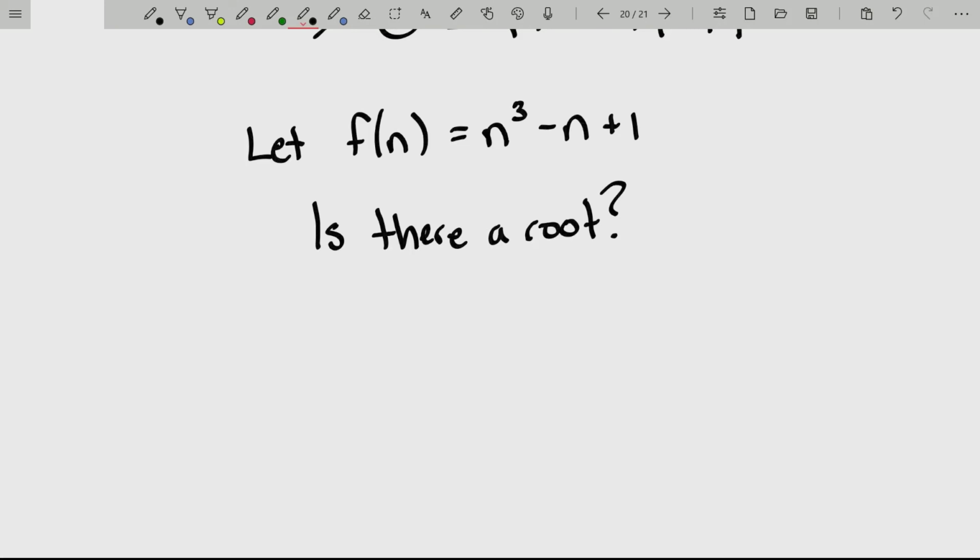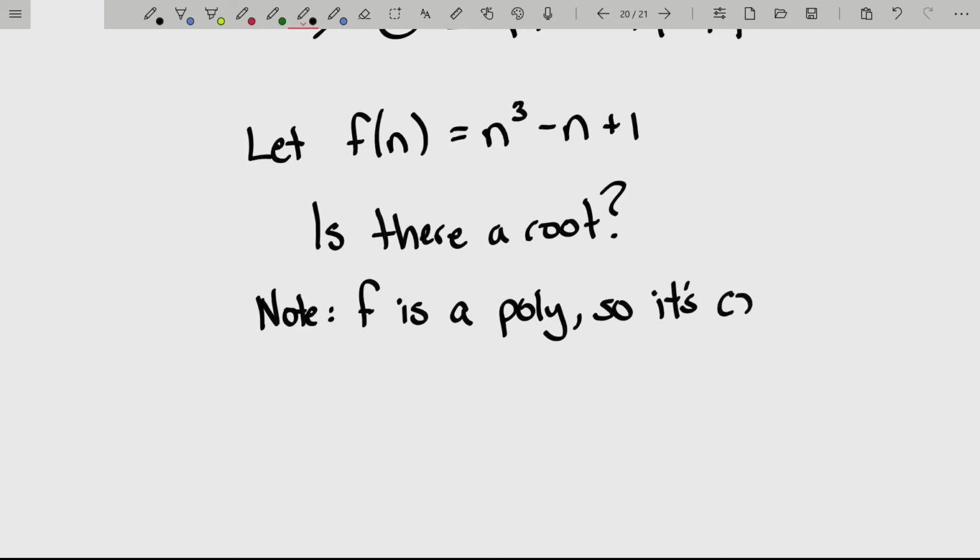Well, the first thing you need to do is note f is a polynomial, so it's continuous on all real numbers. For all real numbers, it's continuous. Remember, you need two conditions: continuity, and then some closed interval. And this closed interval, you're going to actually spend a little bit of time trying to create that. You need to find a point where the function is negative and a point where the function is positive.